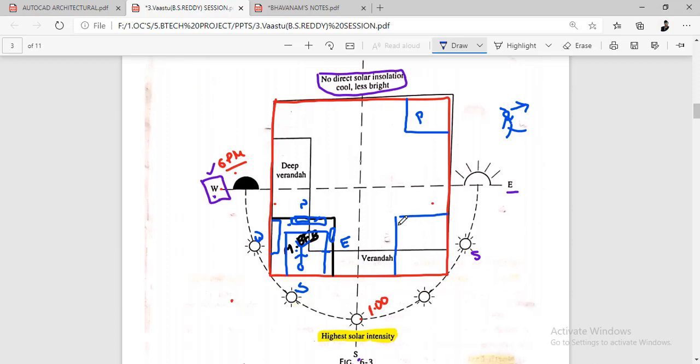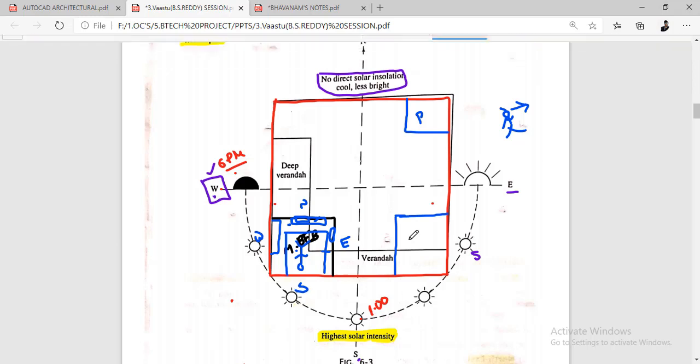So if it is southeast, whenever the mother comes and cooks in the kitchen, she gets pleasant sunrises. At that time she will be most healthy. So due to that, we need to provide it in the southeast direction. Okay, southeast, in this corner, see this is the corner where we need to provide a kitchen.